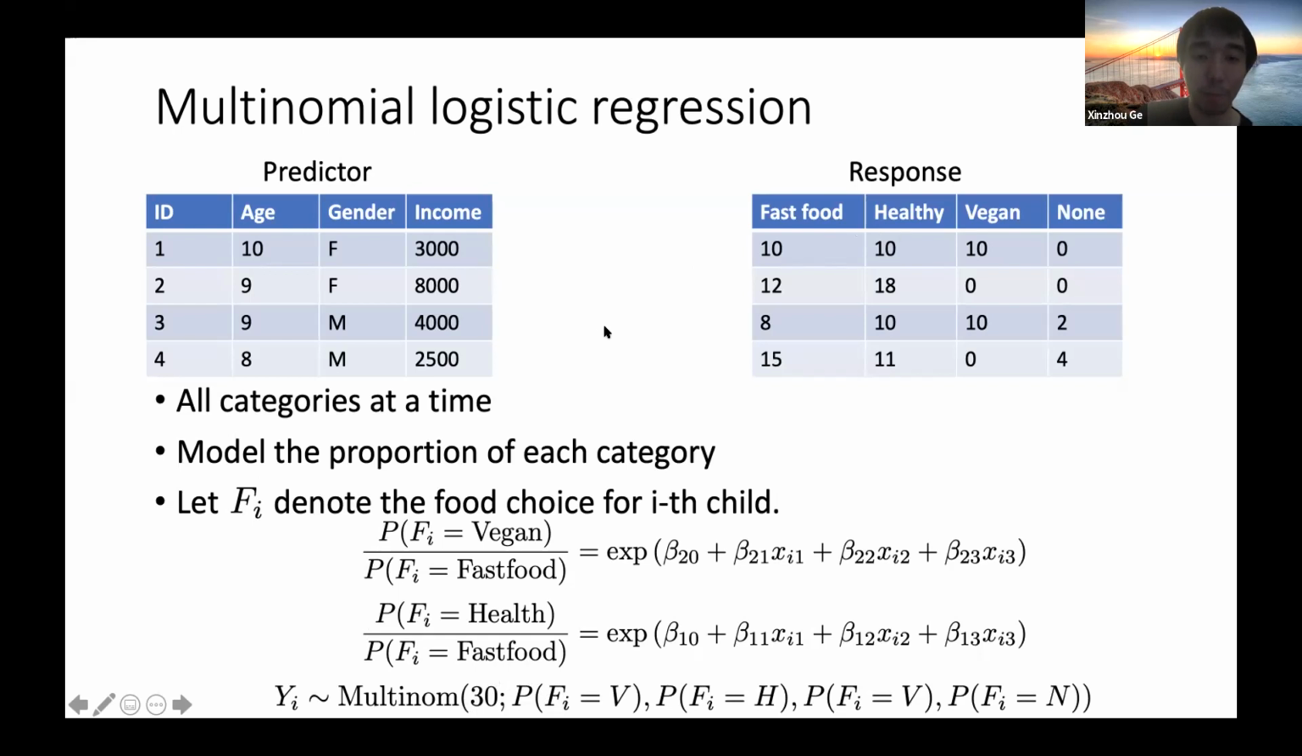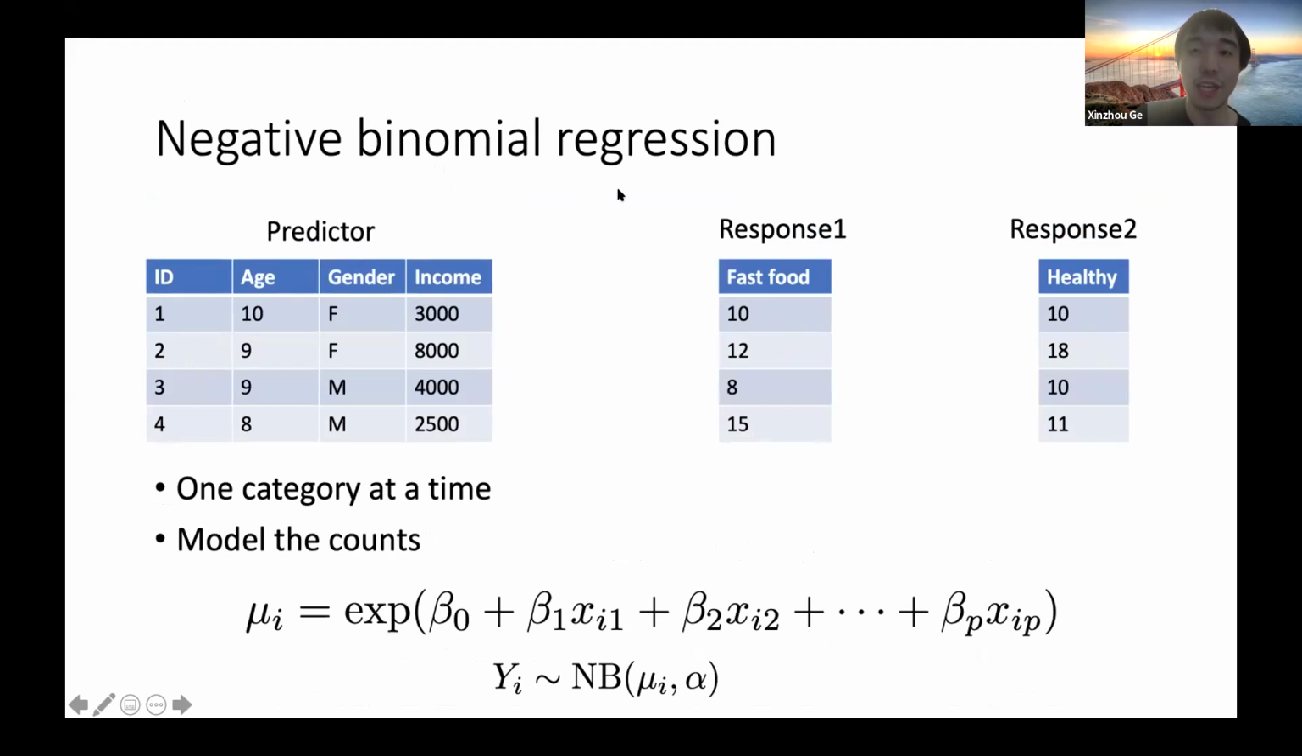So generally, from the multinomial logistic regression, we can answer the question whether a covariate, for example, age, is related to the proportion of all the categories. So we can answer a more general question. We can look at all the proportions of categories at the same time. So this is the difference between multinomial logistic regression and the negative binomial regression. Although they can also work for count data, they have different meanings or statistical questions to answer. So this is their difference.